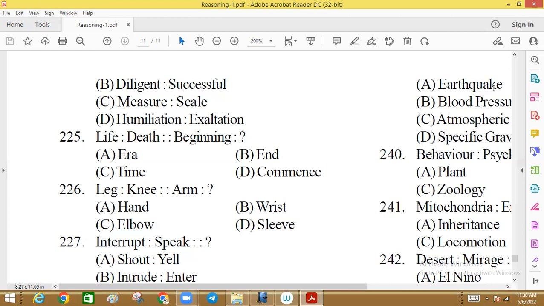Next one is measure, scale. How are they related? Same. We use a scale to measure. And what is the answer? Option D. How are they related? Humiliation and exaltation. Humiliation means humiliating someone. Exalting means praising someone. Both are antonyms.